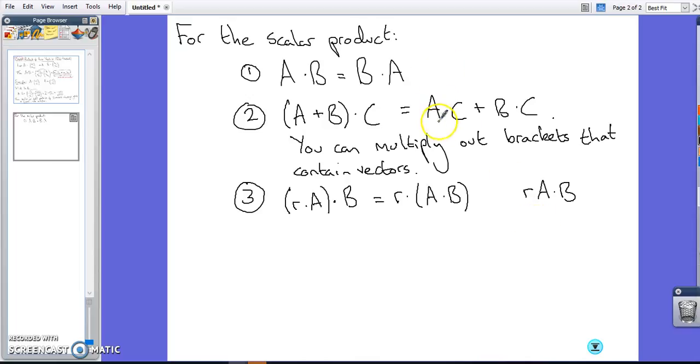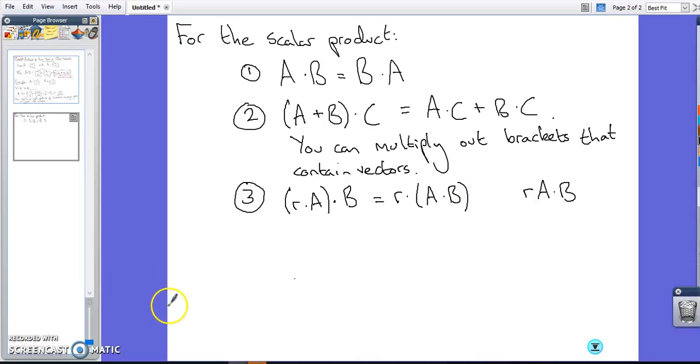These are very similar rules to the rules that we use when we manipulate algebra, also standard calculations with numbers. So they're nothing new, it's just that now some of the elements of these rules have two components rather than one.